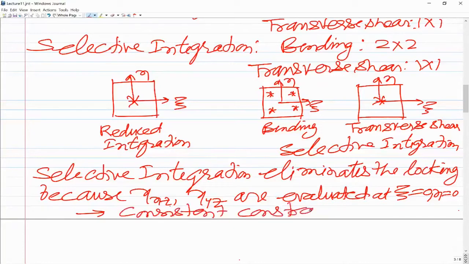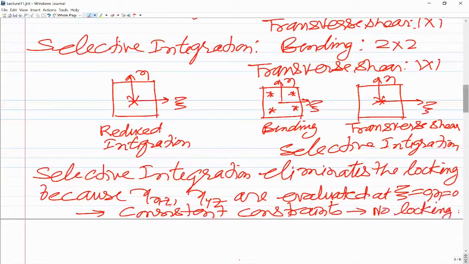Consistent constraint means constraints which have contribution from both W and theta x or theta y. So it leads to consistent constraints, and consistent constraints do not lead to any locking. So then there is no locking in this case. So this is for the four nodal elements.